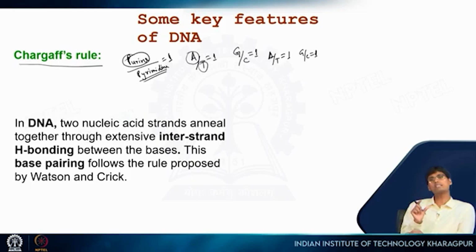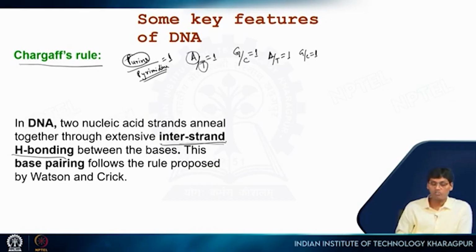I would say the covalent structure of DNA was known long before. Covalent structure means the nucleotides are attached by phosphodiester bonds and the sugar is attached to the nucleotide bases. Those are the covalent structure of DNA. But the non-covalent structure is very important, and that was not known at that time. Watson and Crick came up with the right model. In DNA, two nucleic acid strands are annealed, interacting together through inter-strand hydrogen bonding. This is the non-covalent structure.